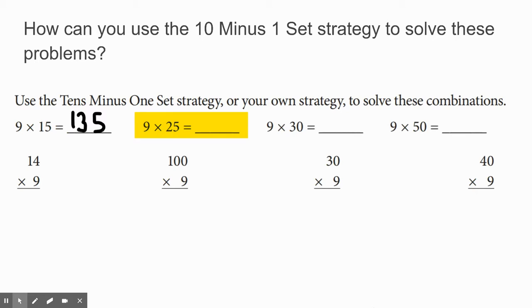Okay, let's try another one. I hope it might be starting to make more sense to you. Remember, all of these strategies take practice. Okay, we're going to try and solve 9 times 25. Again, I want you to pause the video and on a piece of paper, see if you can use this strategy or another one to figure out what 9 groups of 25 is.